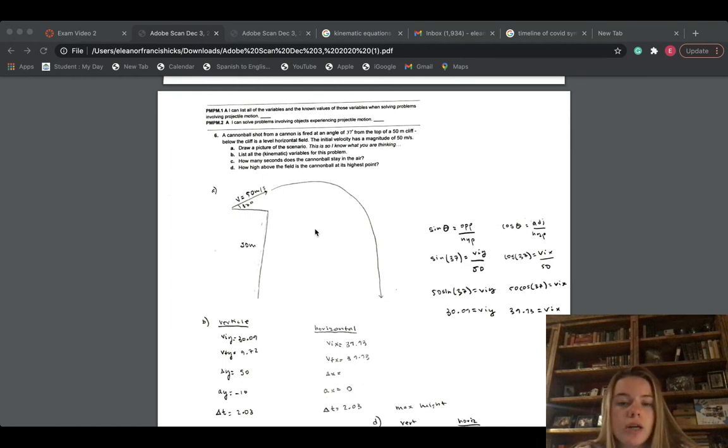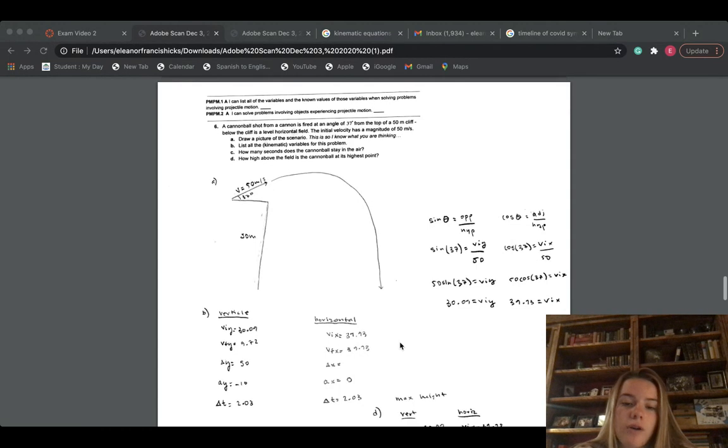Okay, so for part A, let's draw a picture of the scenario. So here I have my cliff, which is labeled 50 meters. Then the angle which the cannon is being fired at, which is 37, and then the magnitude of the velocity, which is 50, and then this arrow is just a rough curve of the path that the cannon took.